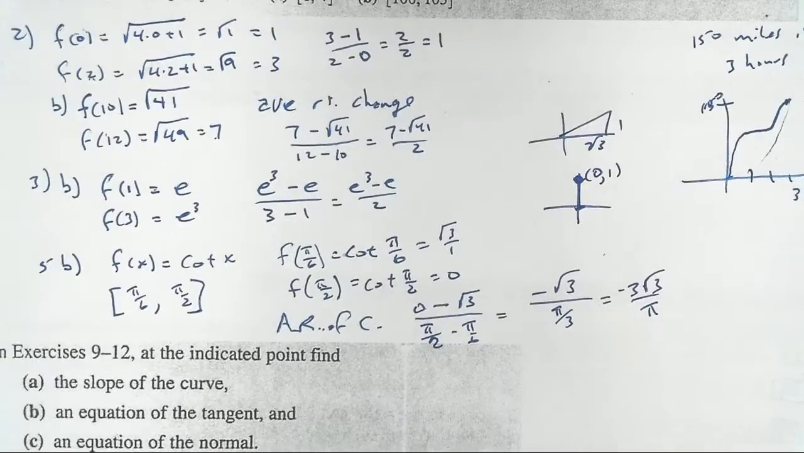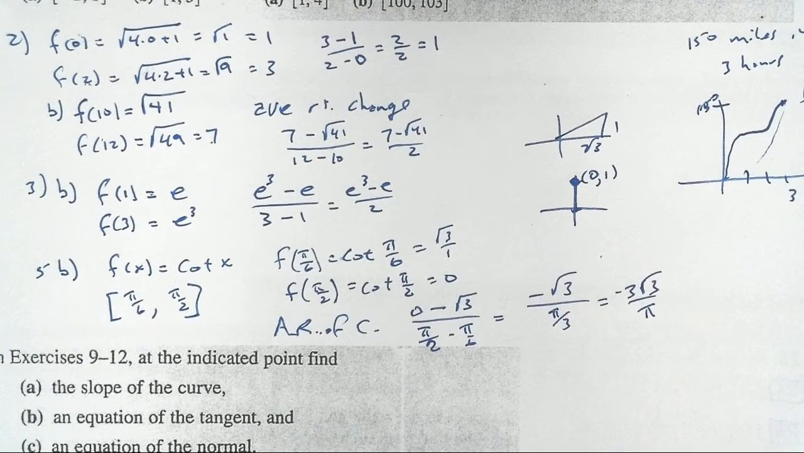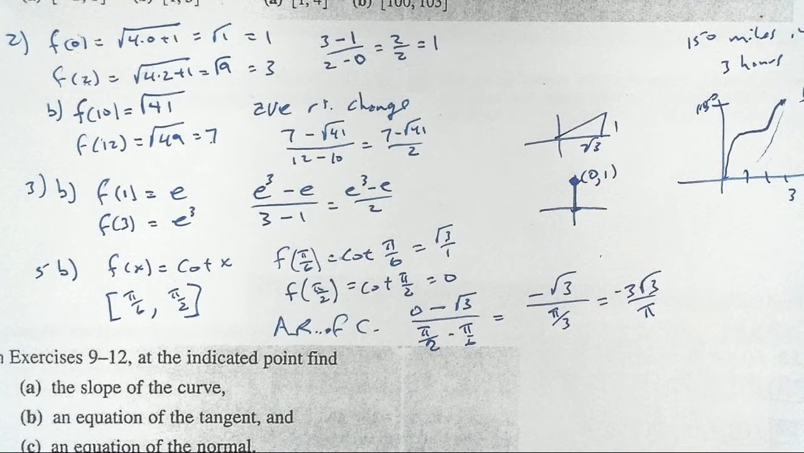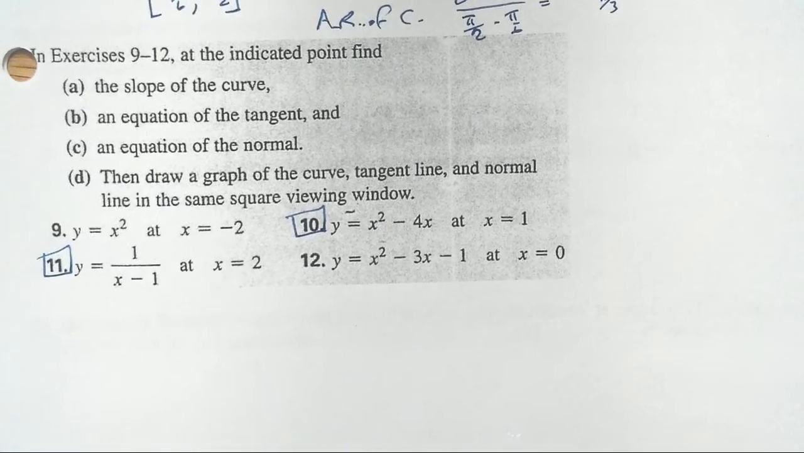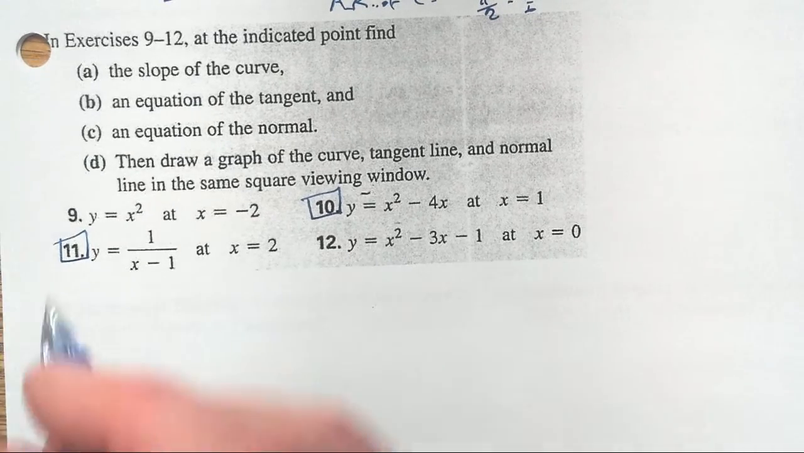And again, we got some more problems to do there, but everything I think is pretty well represented. Some of these back of the book or answer keys might be rounding to decimals. Okay, at the indicated point, find the slope of the curve. Let's start with 10.